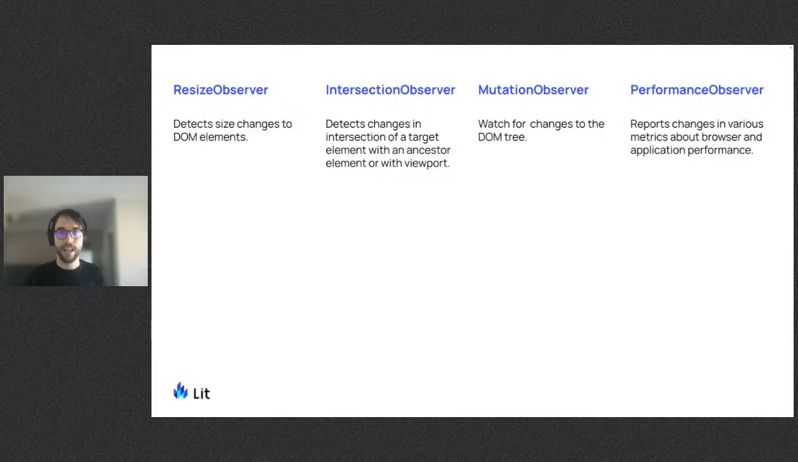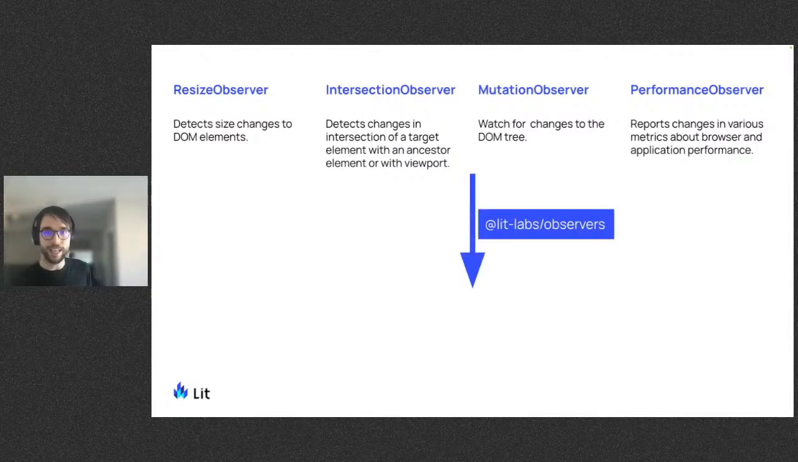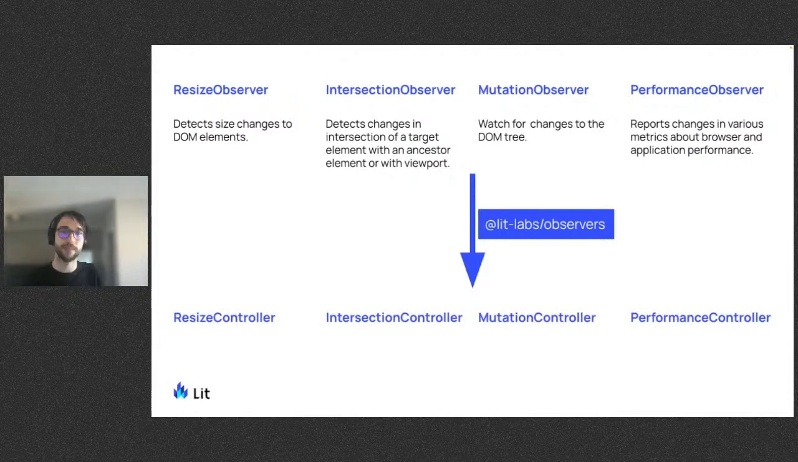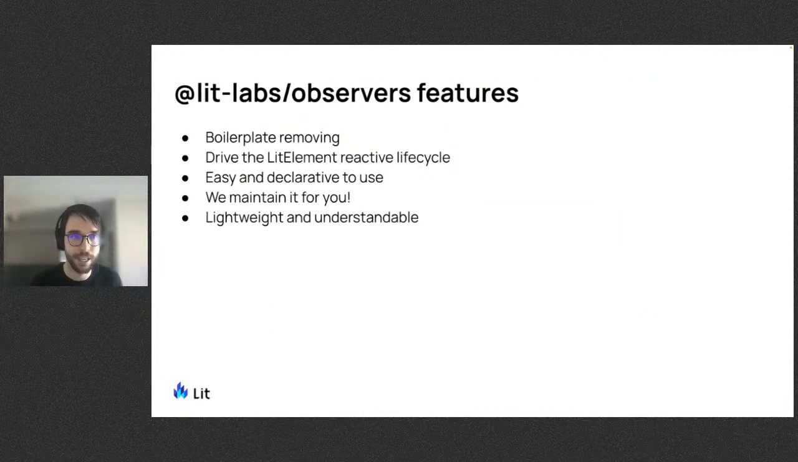These browser primitives give you a lot of power. The Labs Observers package exists to make using these primitives more declarative and easier in Lit. And this is done by exporting each of these observers as reactive controllers, respectively called a resize controller, intersection controller, mutation controller, and performance controller. Additionally, the Labs Observers package removes boilerplate, the controllers hook into the LitElement reactive lifecycle, the controllers are easy and declarative to use, and we maintain it for you. These controllers are also tiny, so you can read and understand their hundred-ish lines of source code.